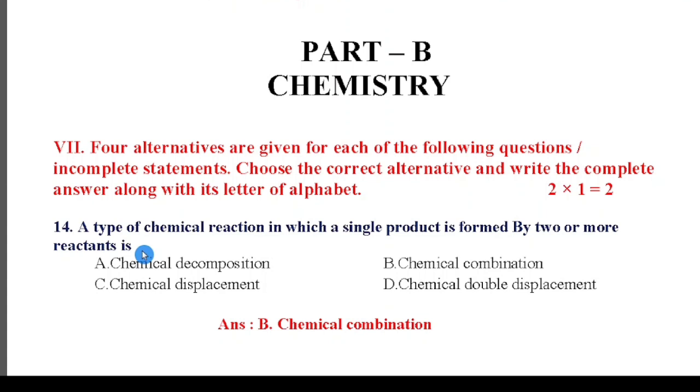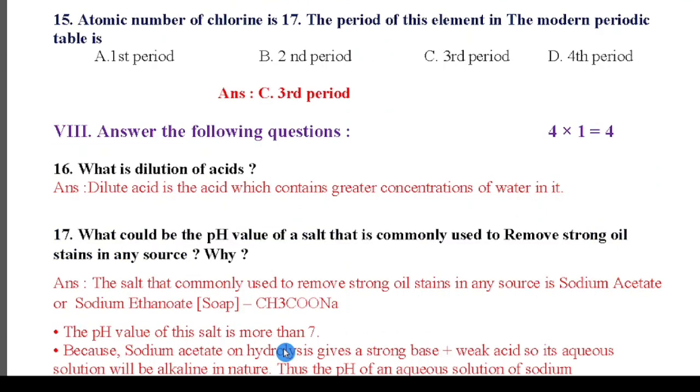In chemical reactions we have 4 types, that is decomposition, displacement, double displacement and combination. When 2 or more reactants combine together to form only a single new product, that is called combination. The option is option B, chemical combination, is the right answer.